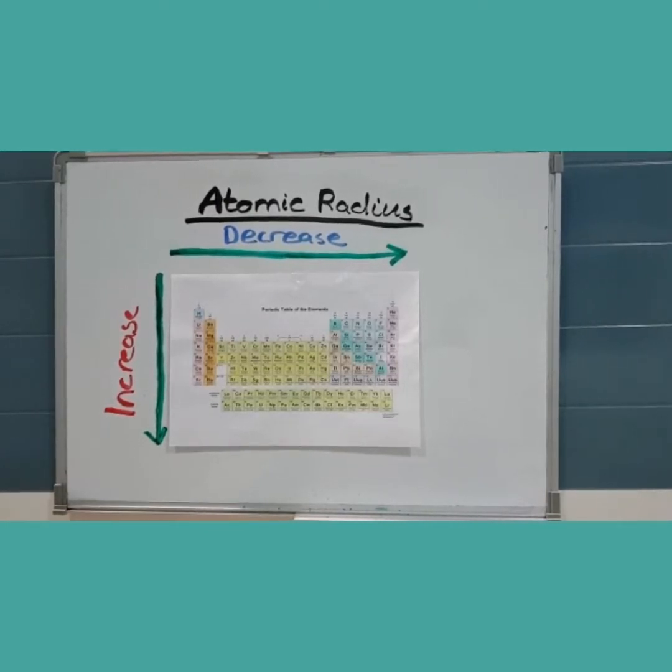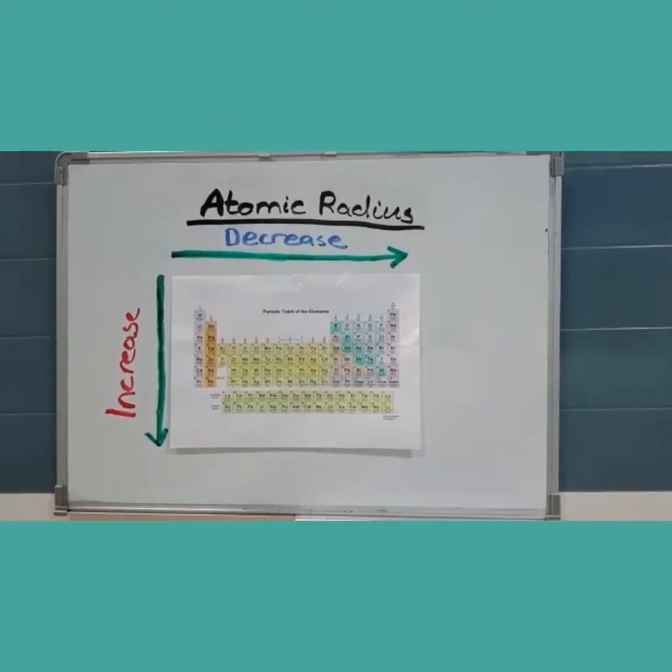As you move from left to right, atomic radius decreases. As you move from left to right, all additional electrons go into the same principal energy level. As a result, electron shielding does not play a role. The increasing nuclear charge pulls the valence electrons closer to the nucleus, thus reducing the size.